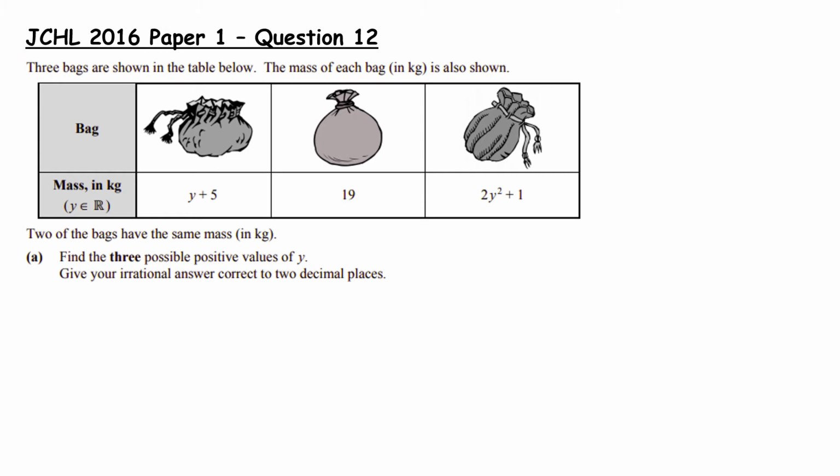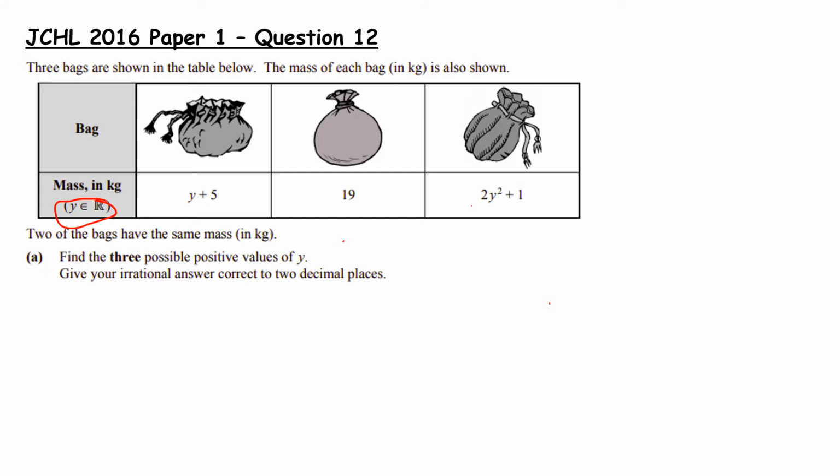This is from the Junior Certificate Higher Level 2016 Paper 1. 3 bags are shown in the table. The mass of each bag in kilograms is also shown. So we have the first bag, which has a mass of y plus 5, where y is a real number. See, it tells us here. The second bag has a mass of 19, so it's given to us. And the third bag has a mass of 2y squared plus 1.